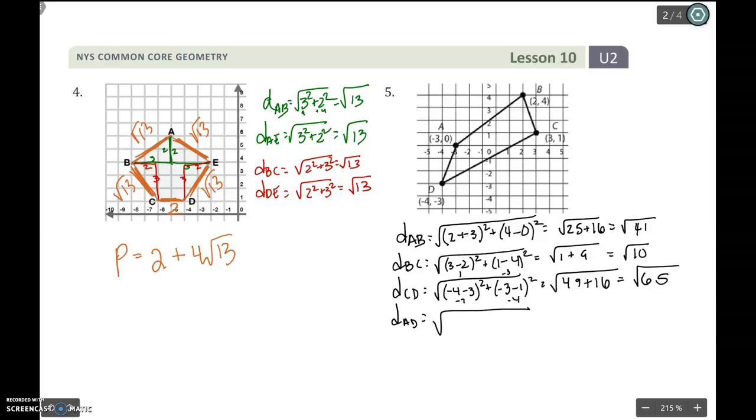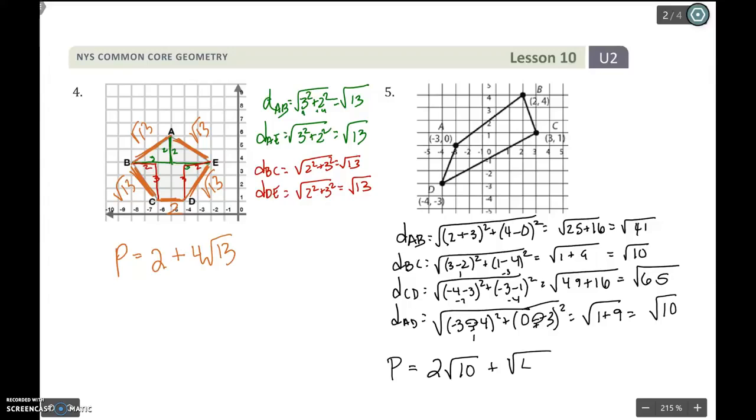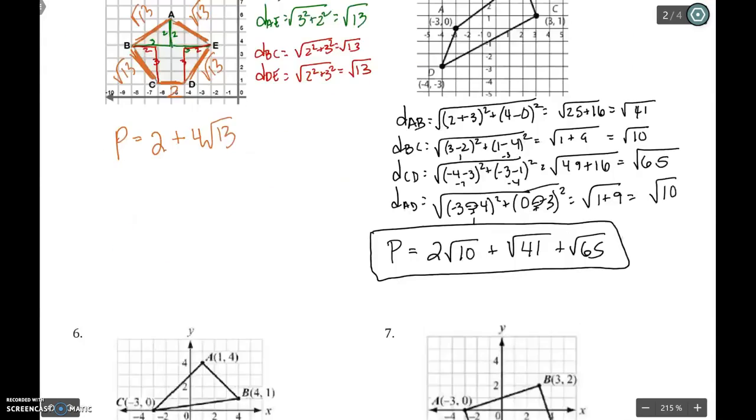And then lastly for AD, x2 minus x1 squared plus y2 minus y1 squared. This becomes a 1 squared, which is 1, and a 3 squared, which is 9, and so I have radical 10 again. And so for this particular one, those 2 radical 10s can be added together, and then you have a radical 41 and a radical 65. And if it was simplifiable, you could do that. Depends on how the problem is worded.